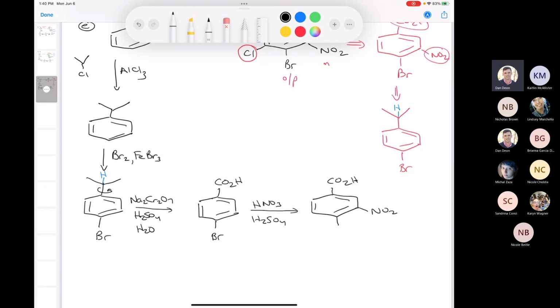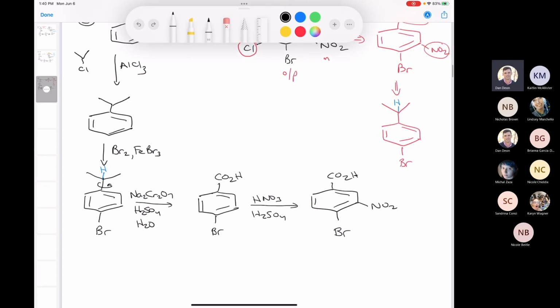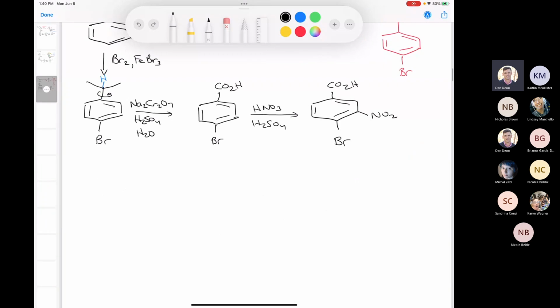And this is kind of where I wanted to get to, because everything on this ring is directing to this position that I have highlighted in yellow. So now we just need to do a chlorination, and we are done. So let's install the chlorine. Let's use chlorine. Let's use some FeCl3.